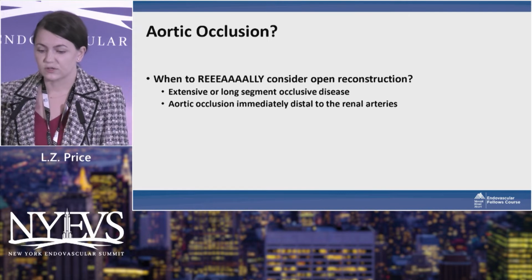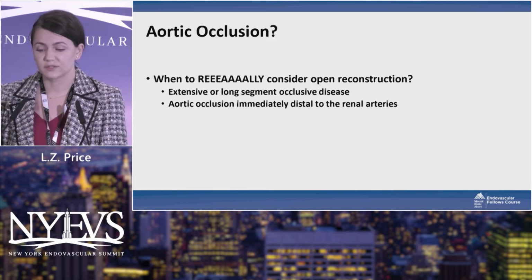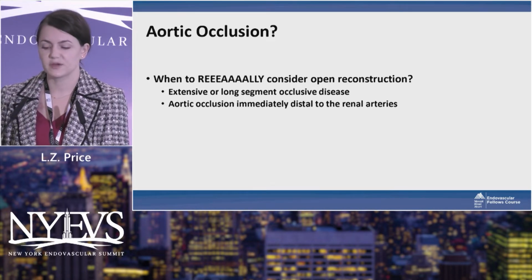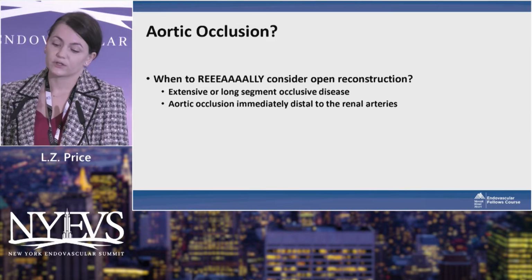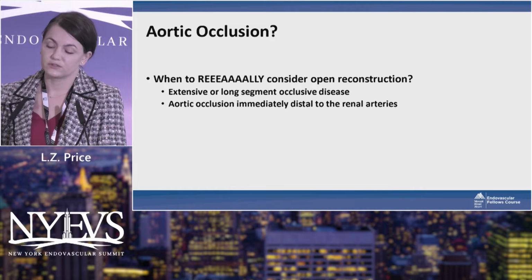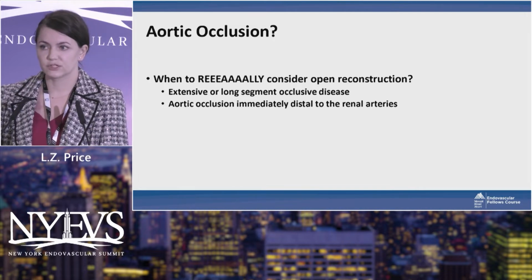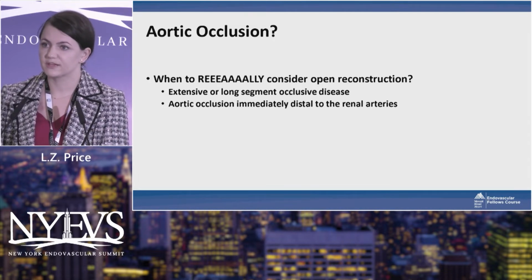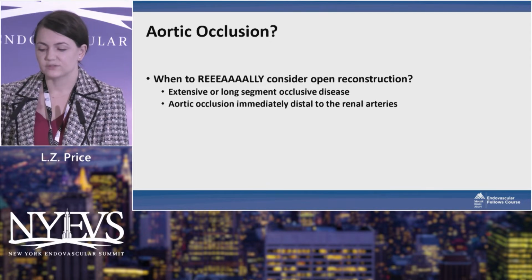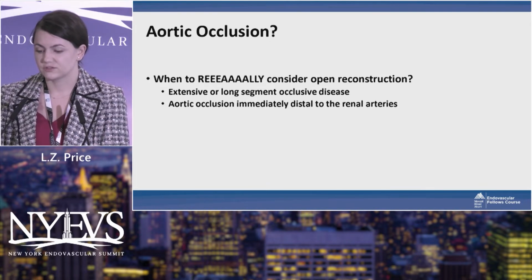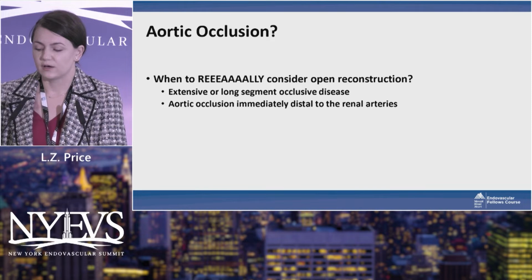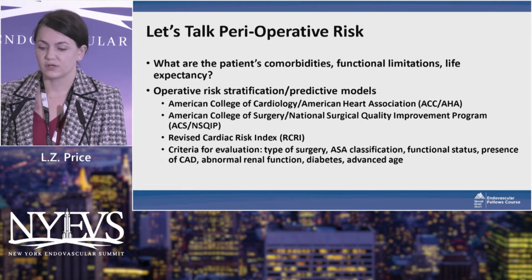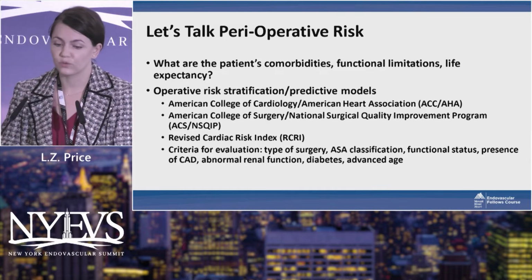If there's extensive long-segment occlusive disease, you have to bear in mind that maybe this person needs to be an open candidate, or potentially aortic occlusion immediately distal to the renal arteries. If you're trying to get into the intraluminal space around the area of the renals, you have to realize that there are complications in terms of perforation and dissection. So that's something that potentially an open operation might be better suited for.